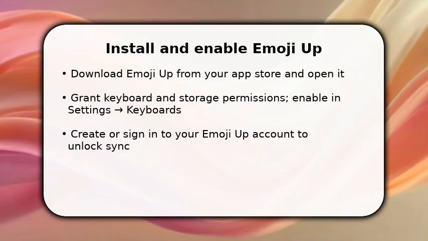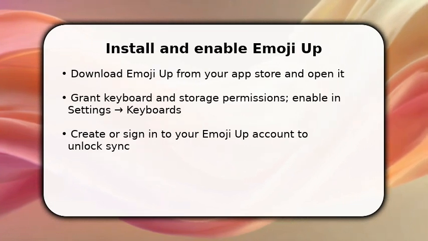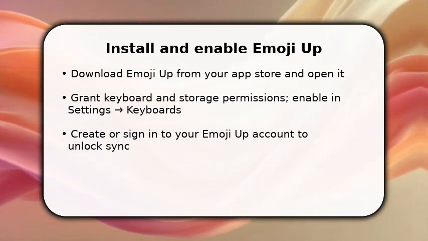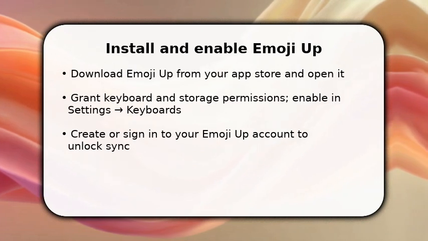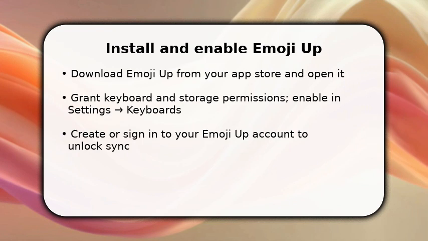You start by getting the app installed and giving it the permissions it needs. Once done, go straight to Settings and enable Emoji Up as a keyboard. This lets you use stickers and combos system-wide.